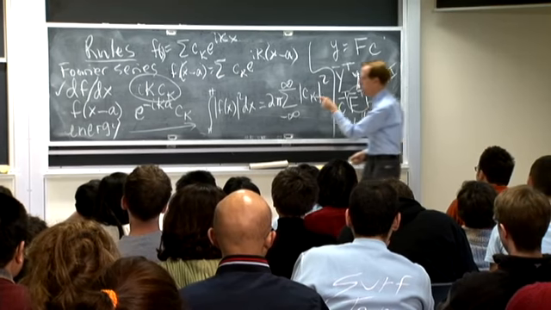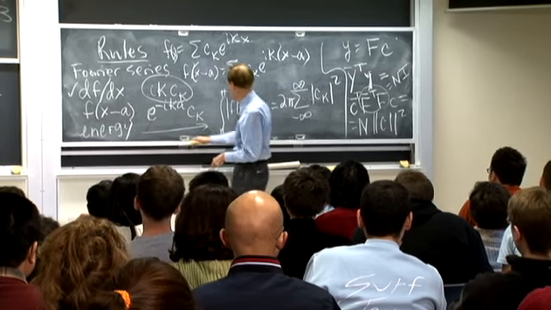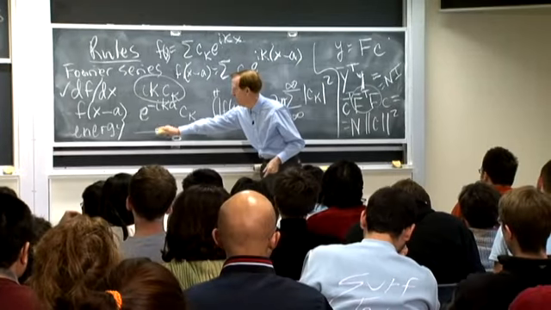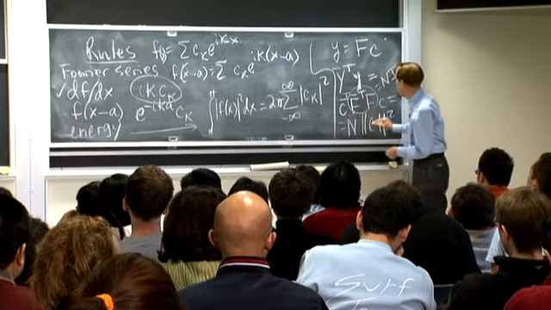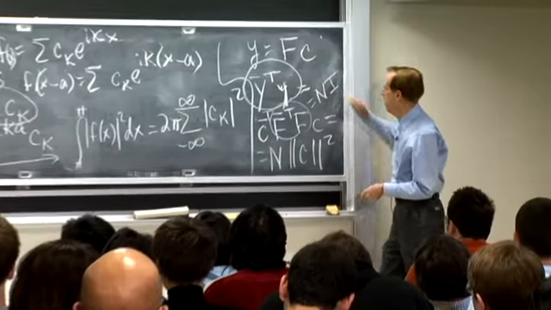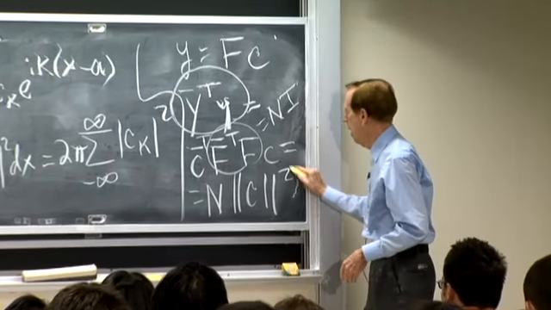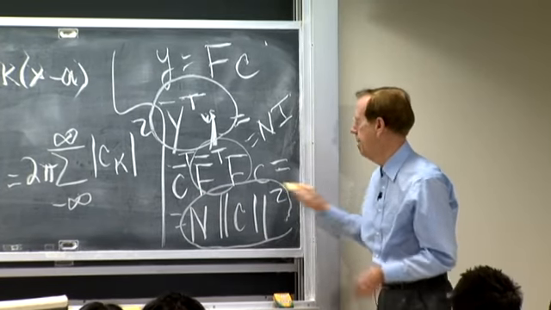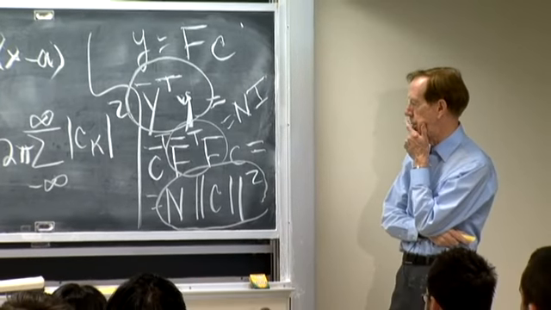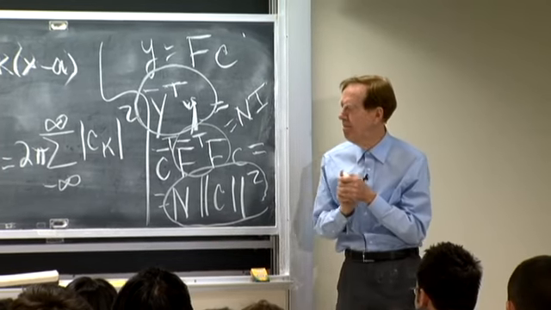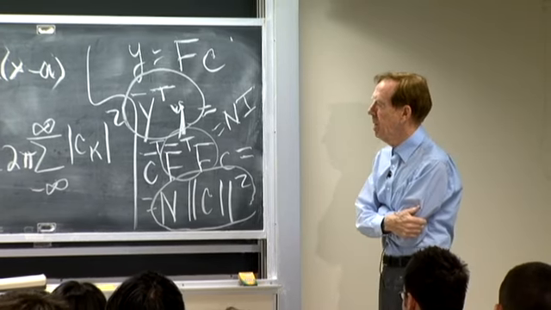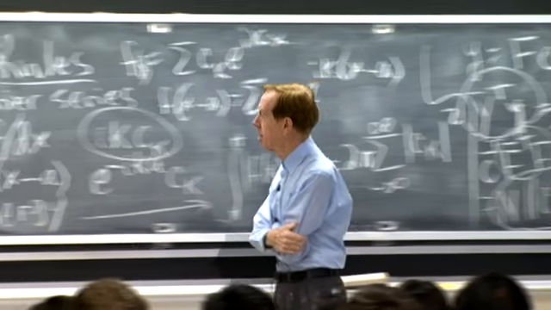But we saw the discrete analog of the shift, and now we see the energy inequality is just that the length of the function squared is equal to n times the length of the coefficients squared. Right? Okay with that? Lots of formulas here. Let's see.